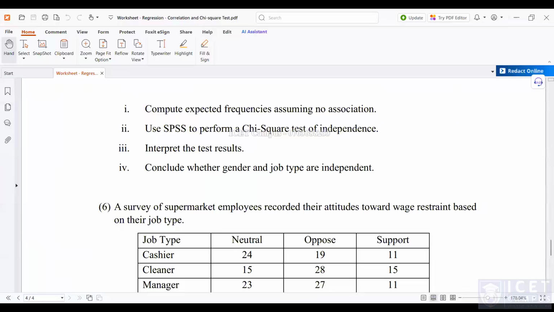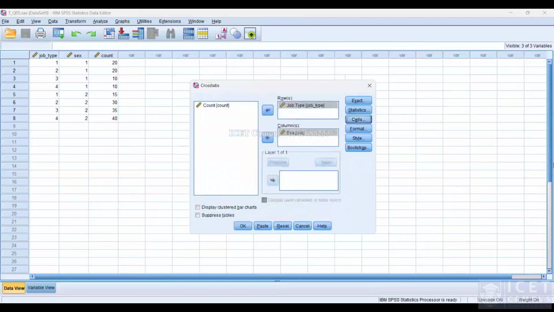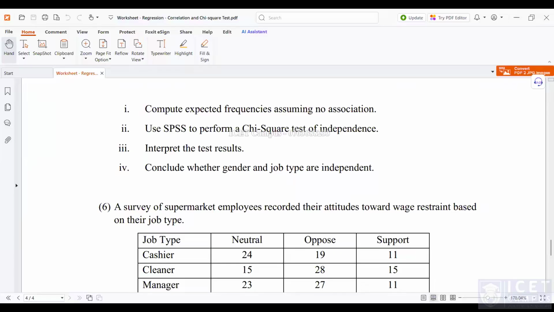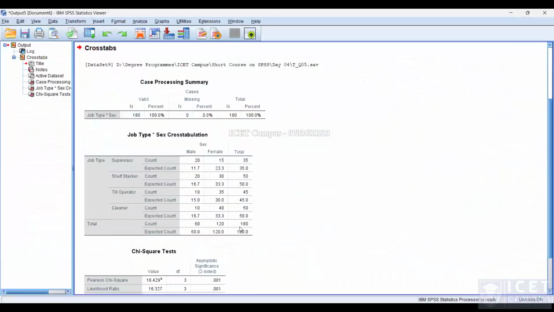Then you can compute the expected frequencies. Yes, we have to compute in cells, and here observed frequencies. Okay, then it is mentioned to calculate the expected frequencies. Therefore, we have to tick this one also, right? Any other things needed? No. Then okay, this is the output. So then this is the chi-square test.